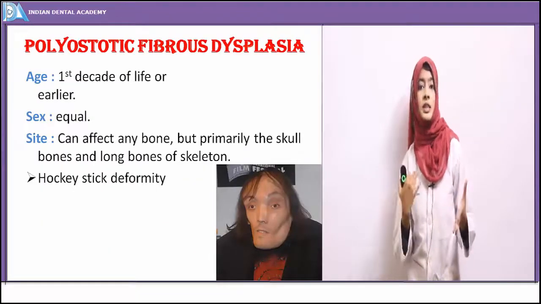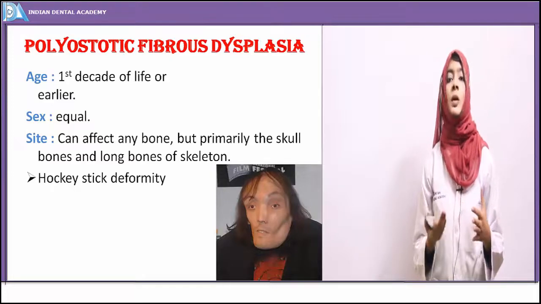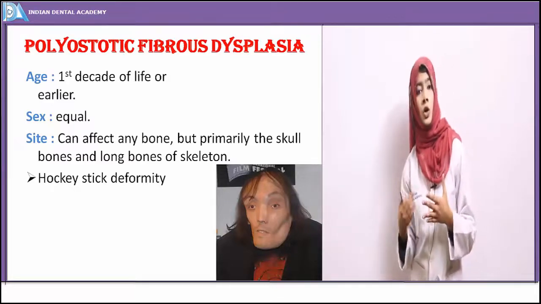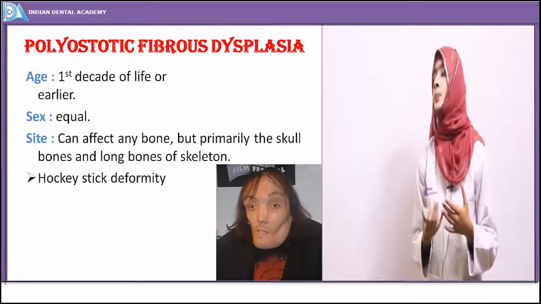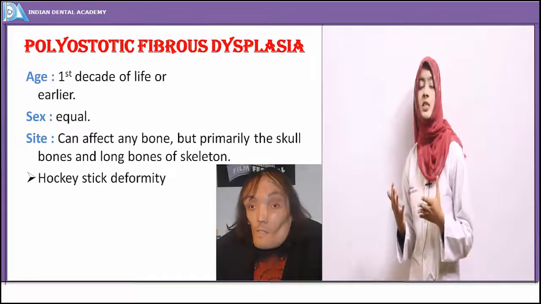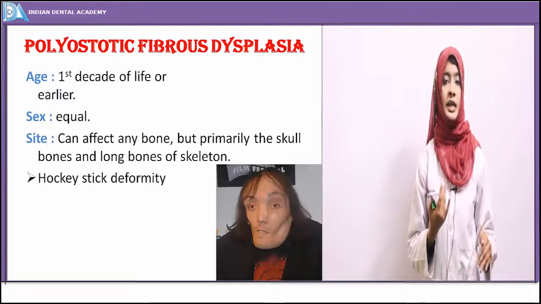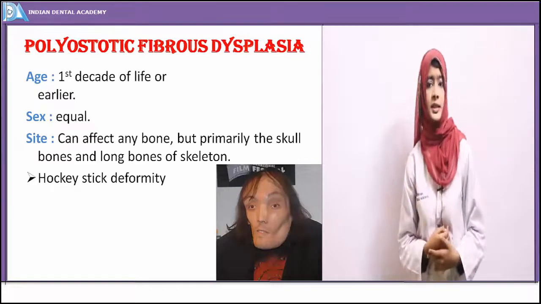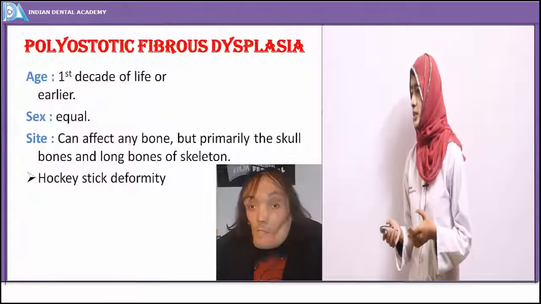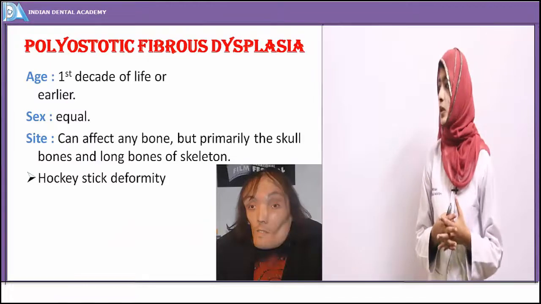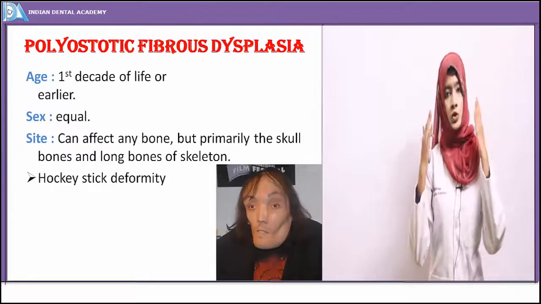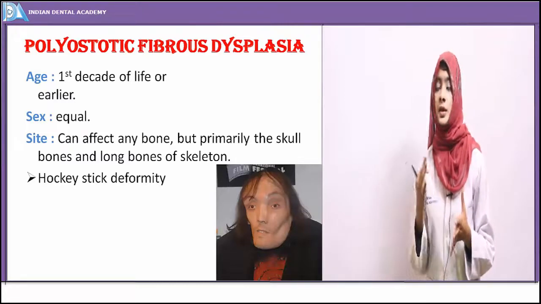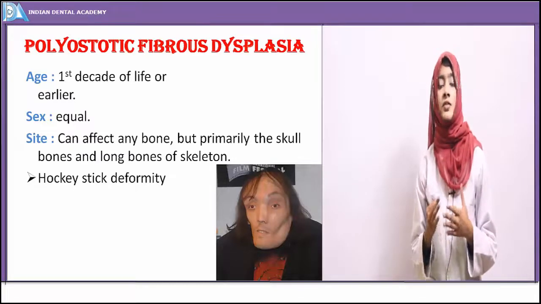So now we will study polyostotic fibrous dysplasia. Polyostotic fibrous dysplasia also affects the whole of the axial skeleton, the long bones and the jaws. Its age of incidence is seen in younger individuals only, about the first or second decade of life or even earlier than that. It affects both males and females equally. Primarily the bones of the skull and the long bones of the skeleton show polyostotic fibrous dysplasia more commonly.